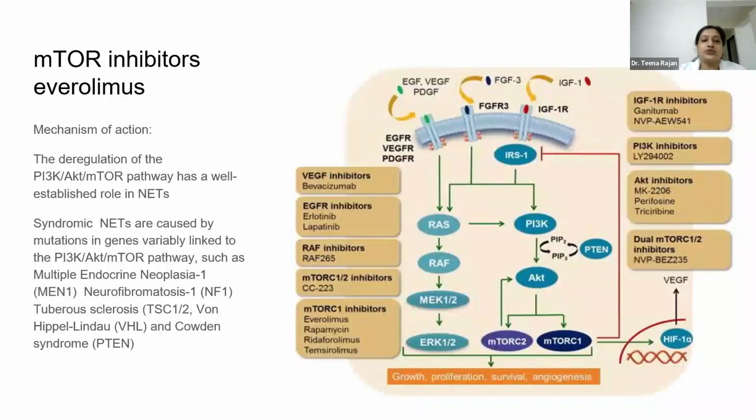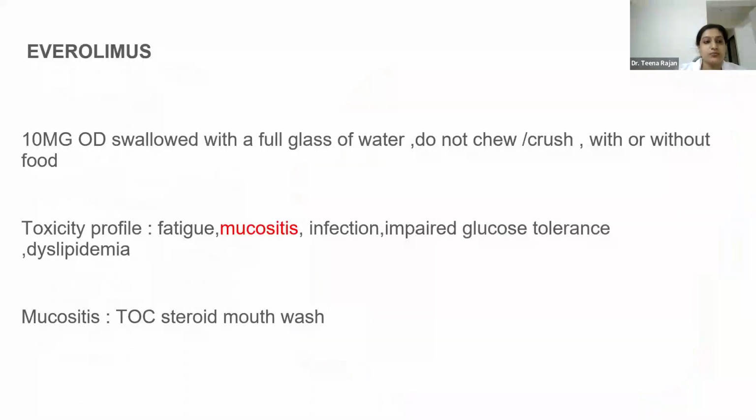Now coming to drugs in neuroendocrine tumors, you have the mTOR inhibitor, which is everolimus. Dysregulation of the PI3K AKT mTOR pathway is seen in neuroendocrine tumors, specifically syndromic NETs. When patients have syndromic neuroendocrine tumors, there is dysregulation of this pathway, which leads to growth, proliferation, survival, and angiogenesis. When you use mTOR inhibitors like everolimus, you see a decrease in growth, proliferation, and survival, that is, blockage of this downstream activation pathway.